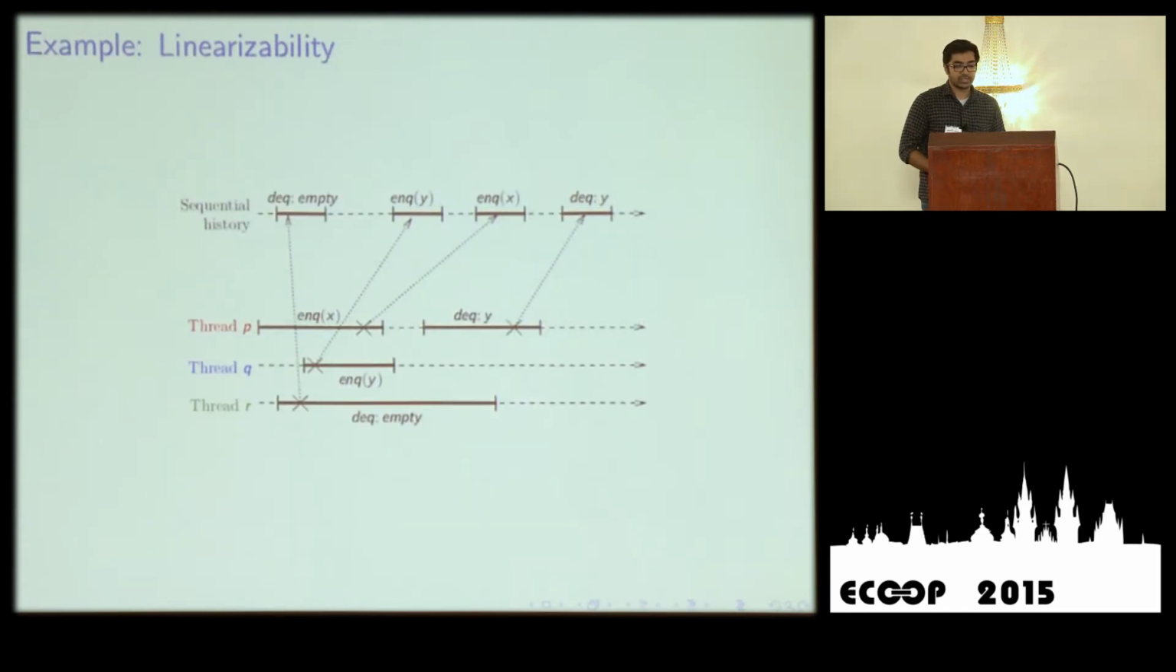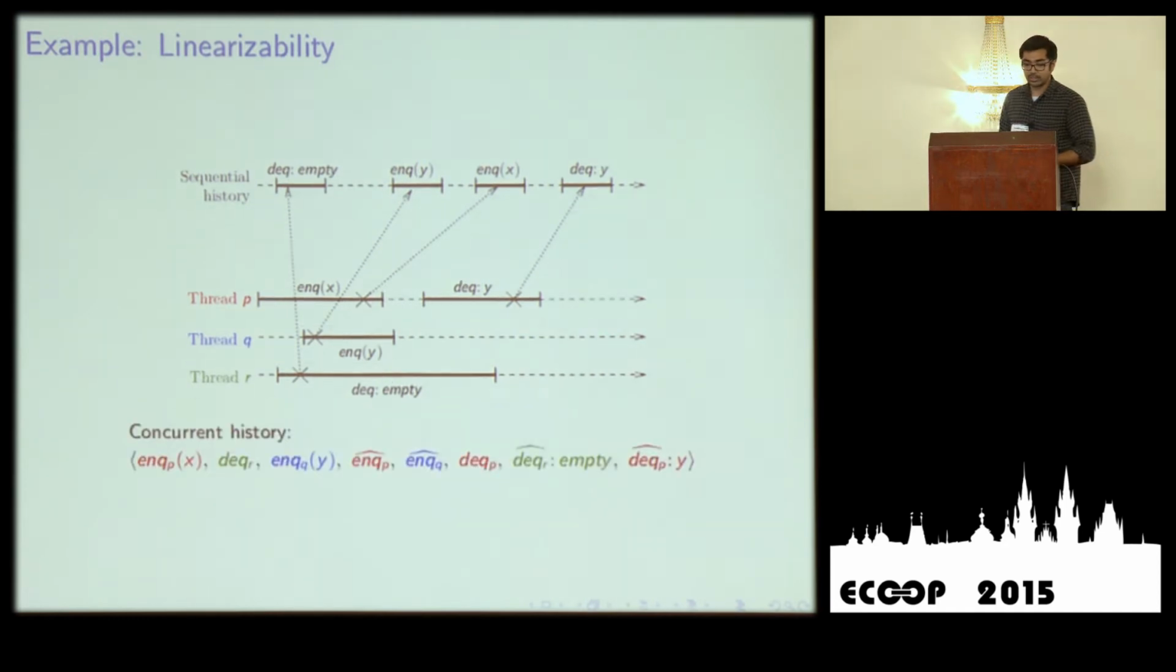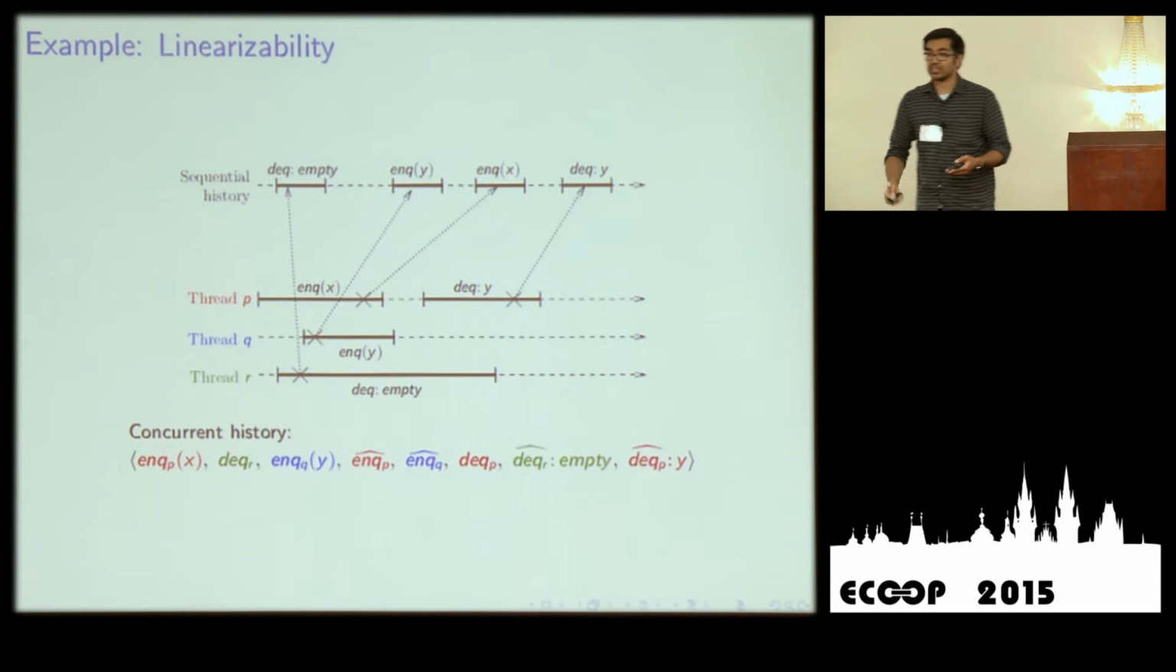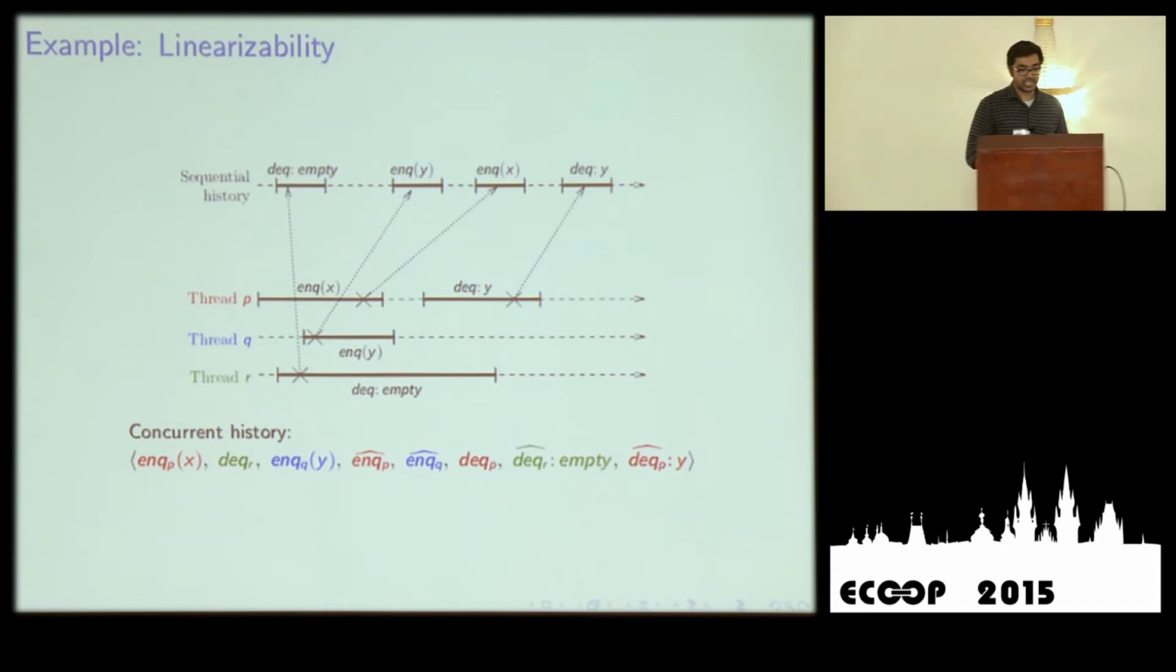Okay, so here's linearizability, which I've shown you before. And what's the concurrent history going to look like? Well, it's a sequence of events. So the first thing that happens is an invocation of the enqueue, and then the next thing is a dequeue by thread R, and then the enqueue is invoked by thread Q, and so forth. The events with hats on them are the return events. So if I could point, I'll point on this one. That's the return event for the first enqueue.